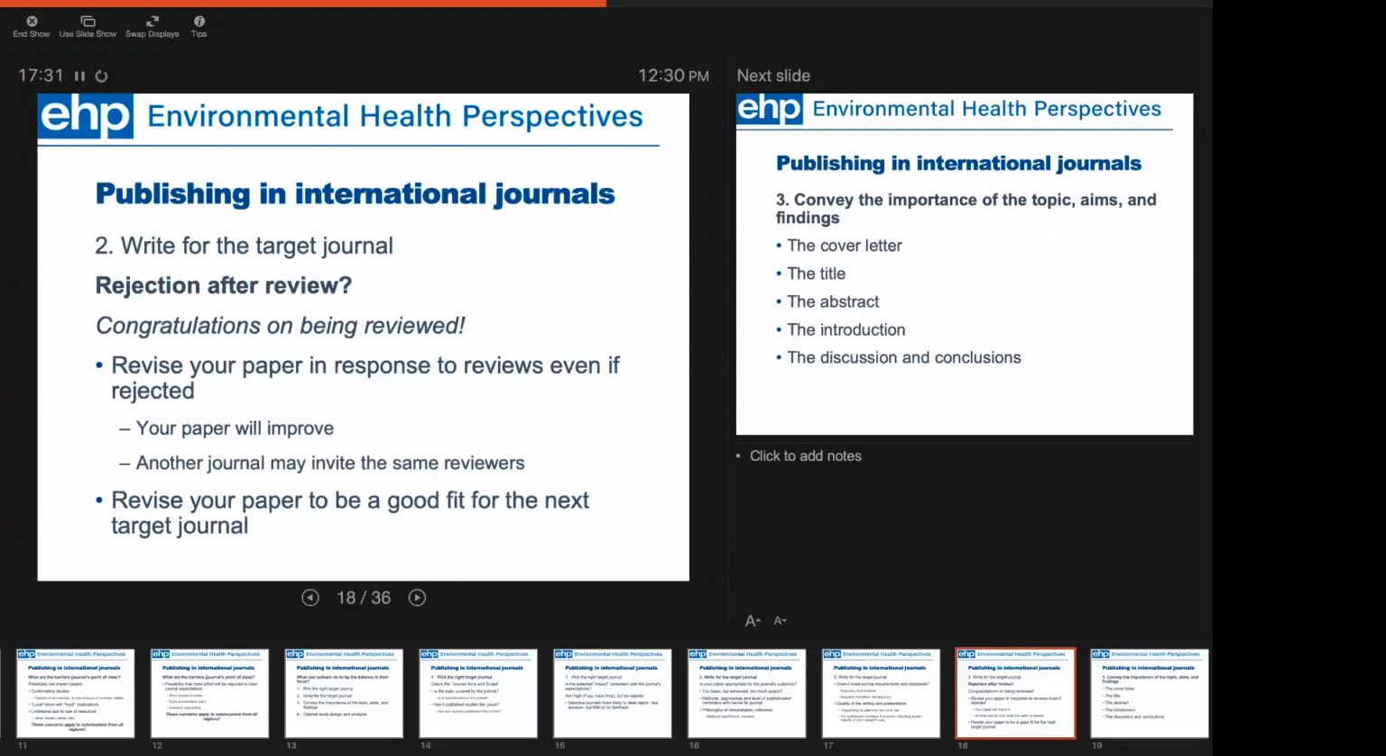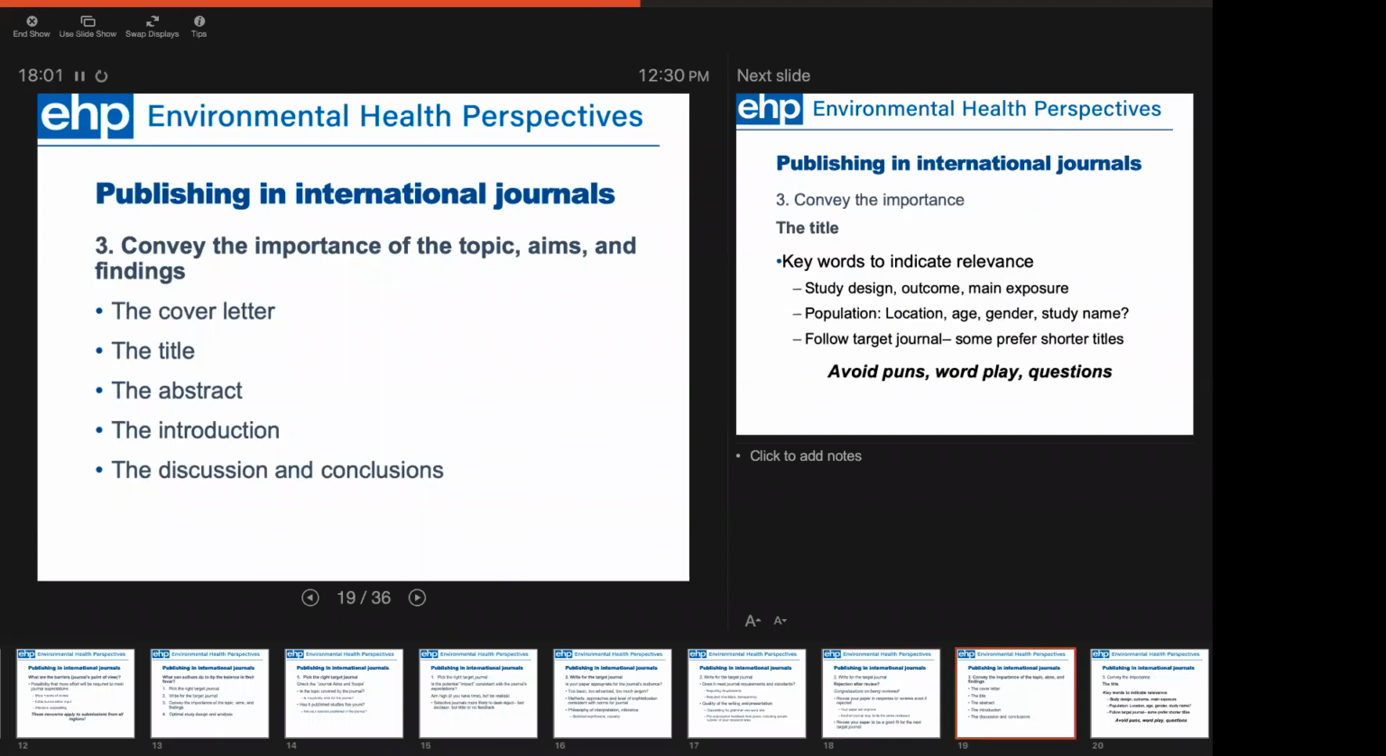And then it's also important, you need to be prepared to revise your paper for the next target journal. So again, it's going to have a different emphasis on methods or different priorities. You should redo your paper as needed to fit the next target journal. And just plan to go from journal to journal to journal, there is work involved in that.